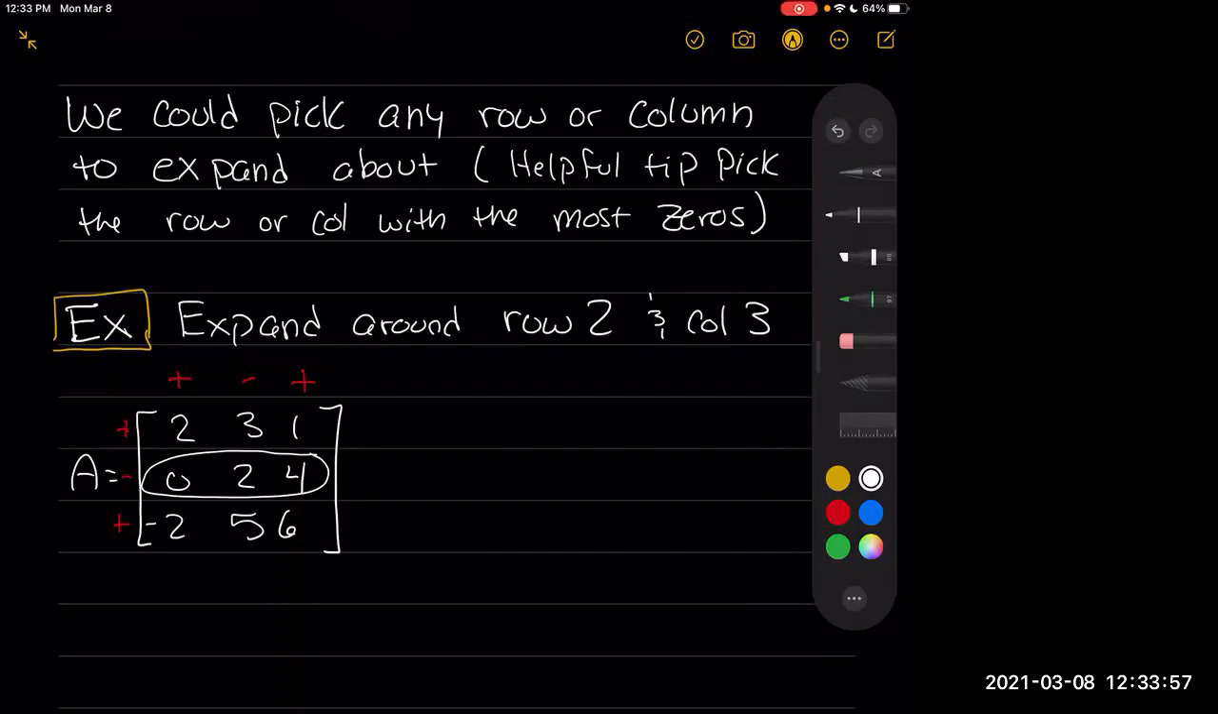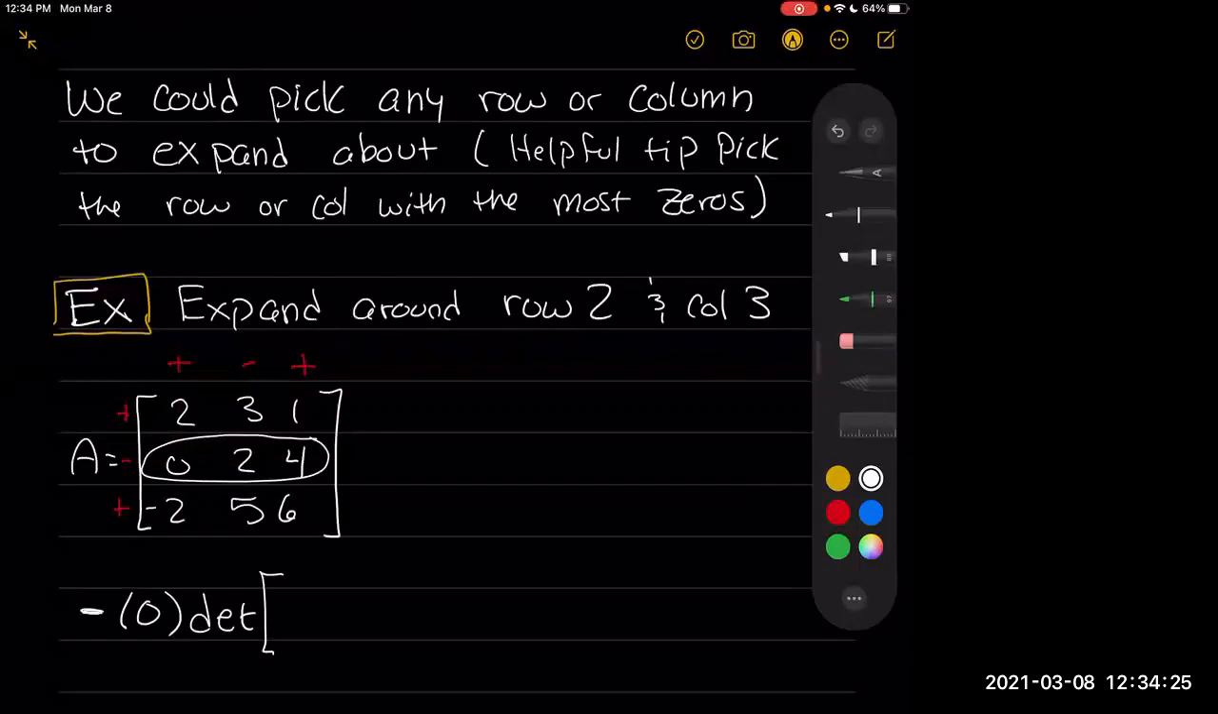So negative times positive is negative. So we're going to have our negative of 0 times the determinant of this one. If we were to cross out the row and column, we would have a matrix of 3, 1, 5, 6. I don't want to rewrite the matrix the whole time, so I'm going to just use the same one. So remember, it's 3, 1, 5, 6. Okay, and I'm not going to evaluate this yet.